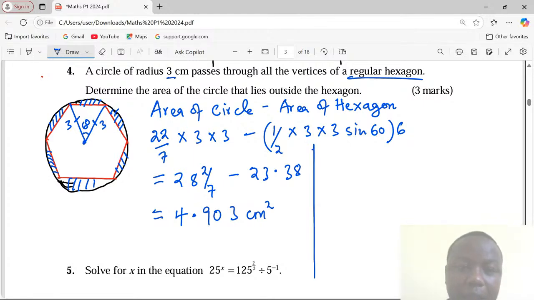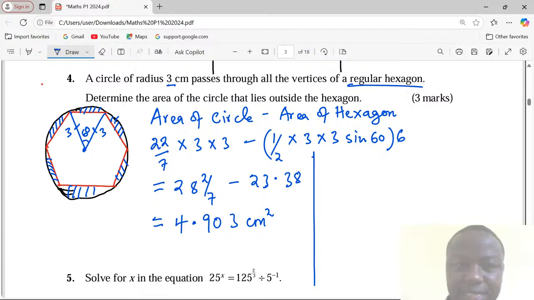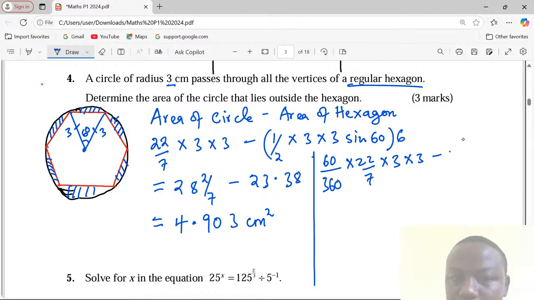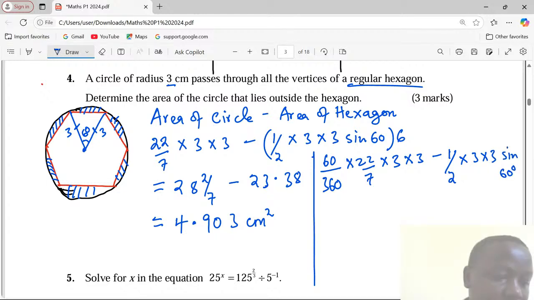Alternatively, the question is already done, but alternatively, what if a student takes the sector, then we calculate the area of a minor segment. Area of a minor segment is given by sector minus the triangle in it. So the sector will be 60 over 360 pi r squared. So area of the sector, then we subtract area of a triangle. The triangle will be half times 3 by 3 times sine 60 degrees.